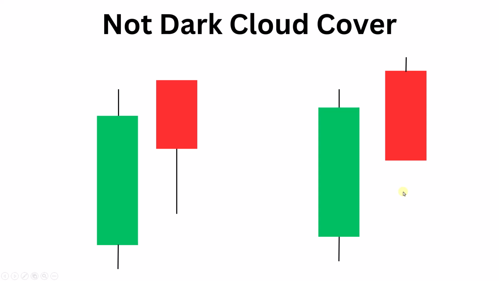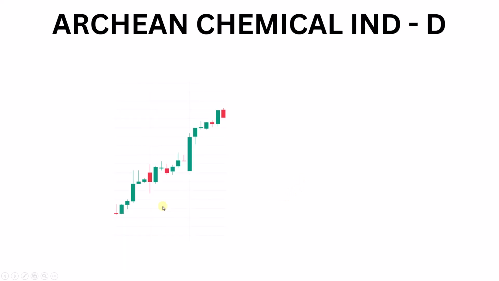Alright? Now let us take two examples and see how trades are taken. So we have an uptrend here. This is a day chart. At the end of the uptrend we have a green candle and a red candle. The red candle has opened above the high of the green candle, and it has closed below the midpoint of the green candle. So this is an acceptable dark cloud cover.